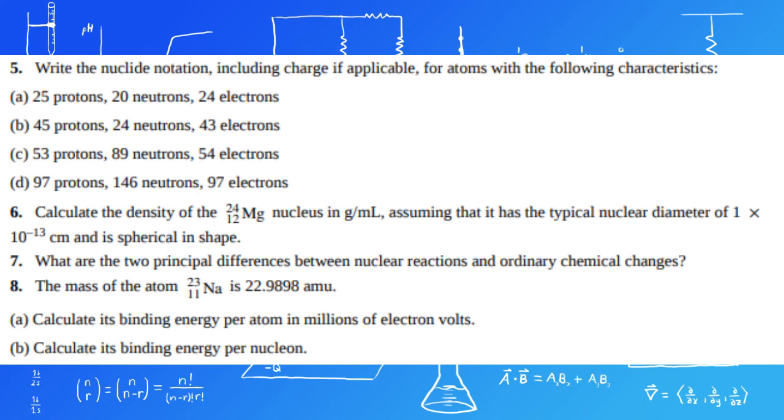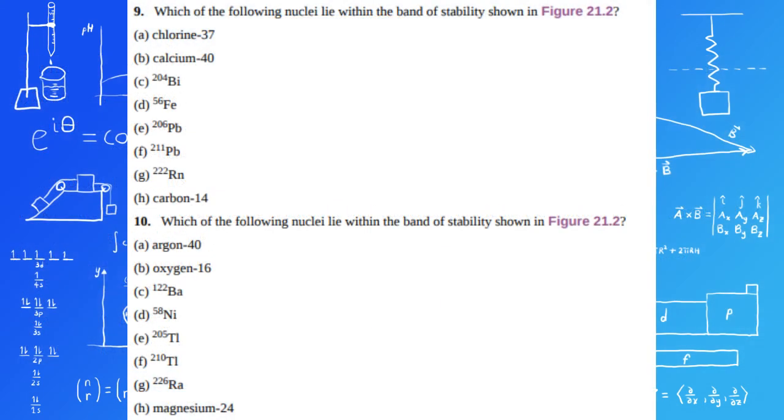Number 8, the mass of sodium-23 is... Oh, yeah, we'll cover this later. This is about mass defect, which we haven't talked about. We'll go back to that. Skipping number 8 temporarily. Number 9, which of the following nuclei lie within the band of stability shown in the figure? So what they want you to do is go to the figure and actually find the coordinates, but we're not going to do that. We're just going to go based on neutron to proton ratios.